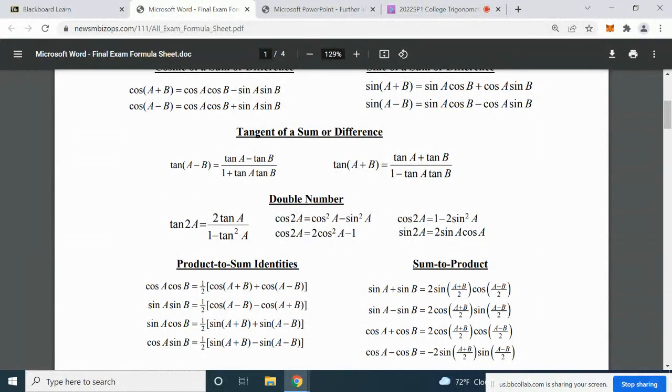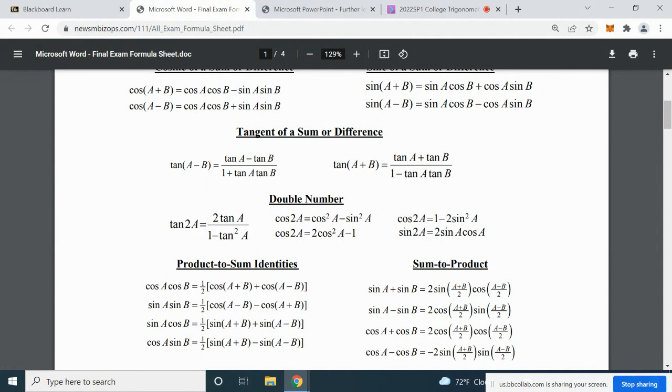So if you look at the very first formula, that is read as the double angle for tangent, or the double number for tangent. And that's equal to 2 times the tangent of A over 1 minus tan squared A.